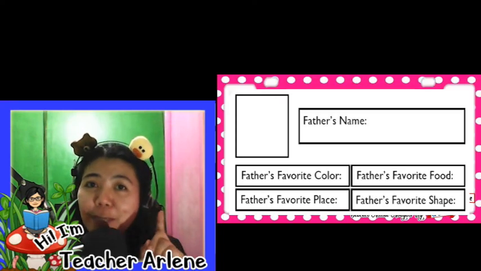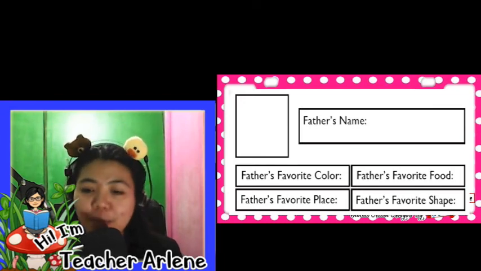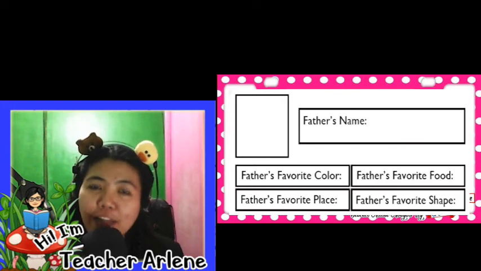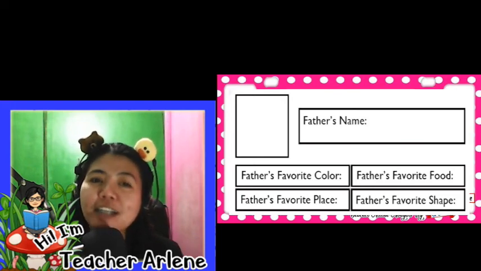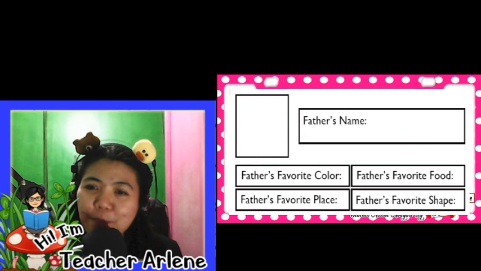For your assignment, paste the picture of your father or mother, then complete the table below. Write your father's name, your father's favorite color, favorite place, favorite food, and favorite shape.